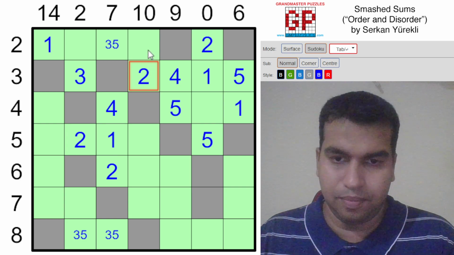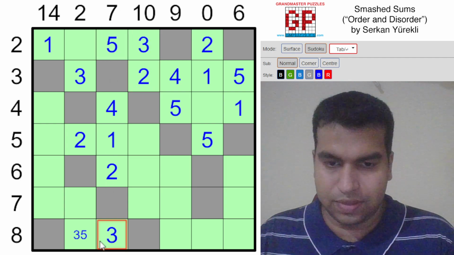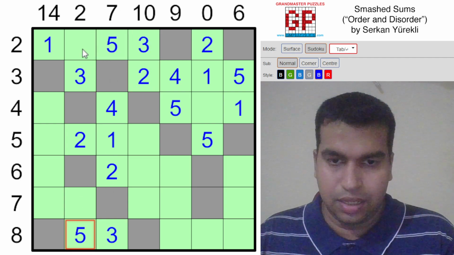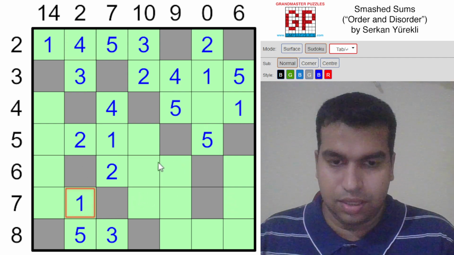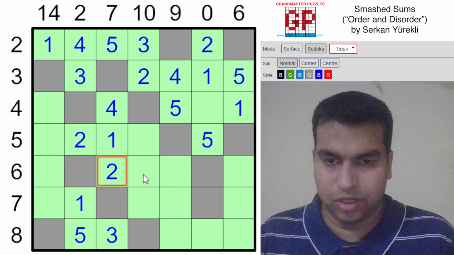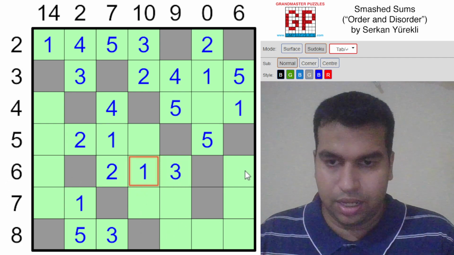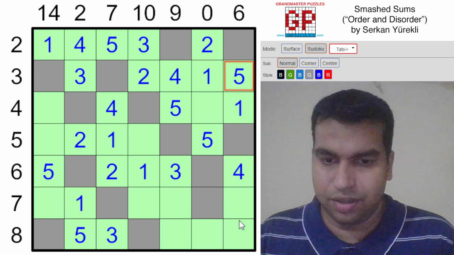Now this 10 becomes relevant because you can only have 5 outside the shaded cells. That's 2 and a 3. That resolves this. That resolves this. And completing this row, completing this column. Now, since this is 3 cells for a 6, you need a 1 and a 3 because the 2 is already there. And you need a 4 and a 5 on either side. That can only happen like this because there's a 5 here.